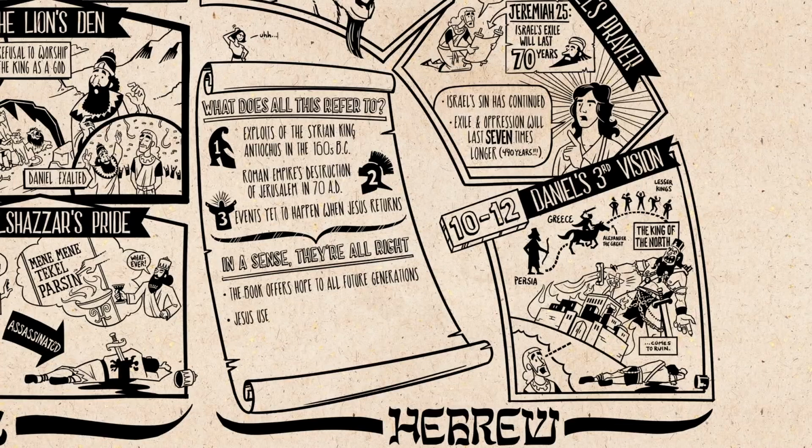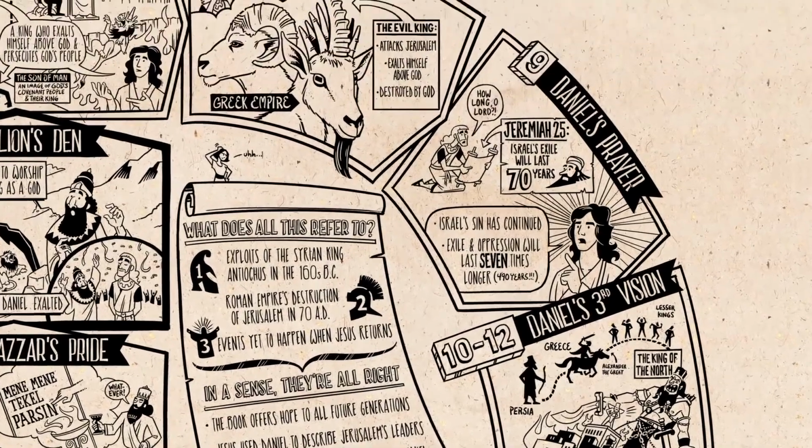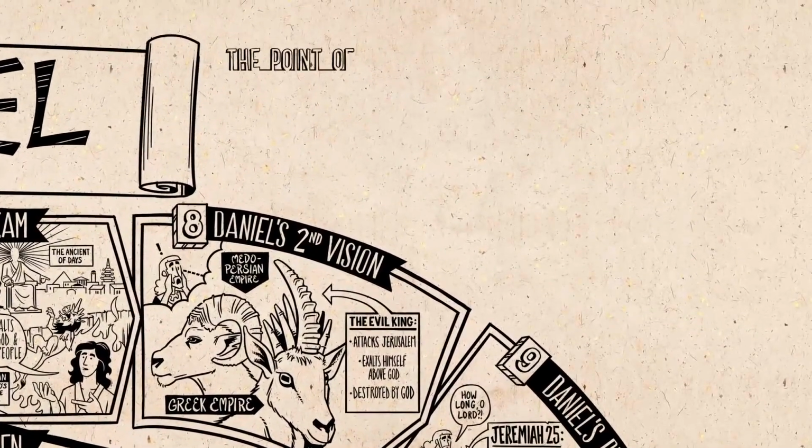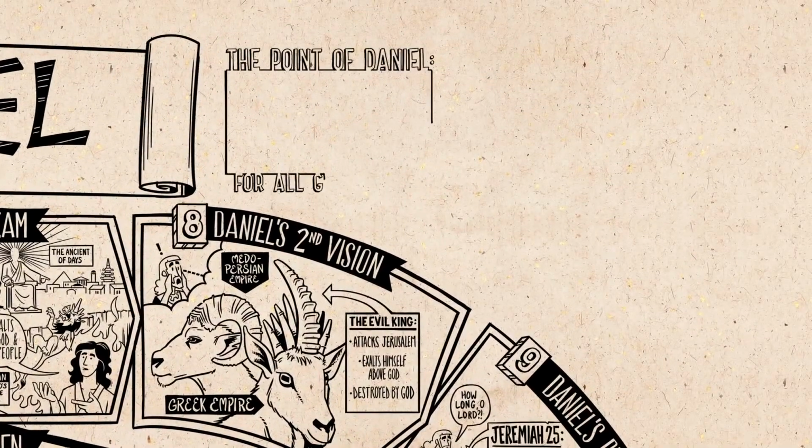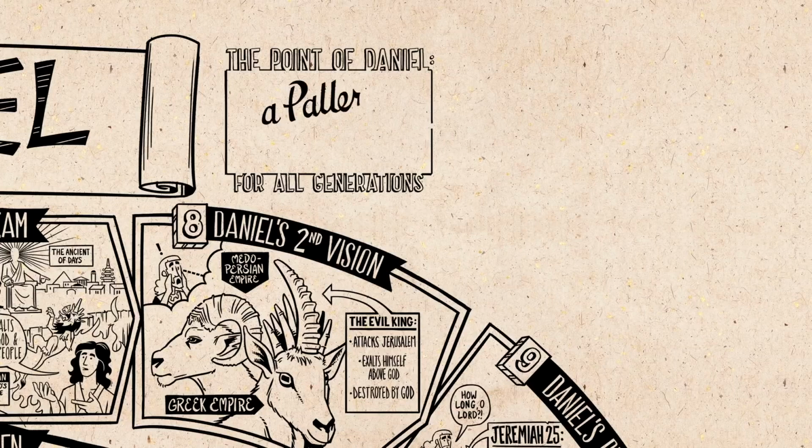This is why Jesus could use imagery from Daniel to describe and confront the oppressive leaders he confronted in Jerusalem. This is why John, the visionary who wrote the Revelation, could adapt Daniel's visions and apply them to Rome of his day and also all future oppressive empires. And so the point of Daniel is that all generations of readers can find here a pattern and a promise.